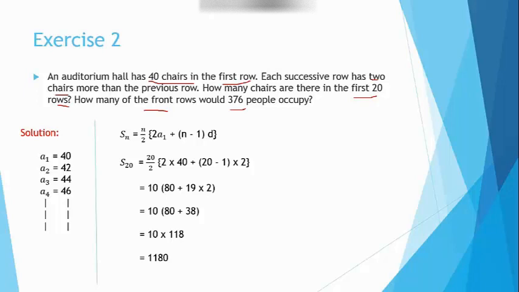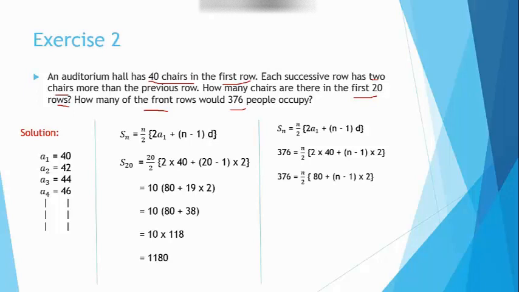And we have another question to be answered, which is how many of the front rows would 376 people occupy? So now we know the total sum, the number of chairs in the front rows, which is 376, and we need to find the number of rows, which is n. We use the same equation, Sn equals n by 2 times 2a1 plus n take away 1 times d. So Sn equals 376 because that is the total number of chairs, and n is what we need to find out. So n by 2 times 40 plus n take away 1 times 2. If you simplify, 2 times 40 gives us 80.